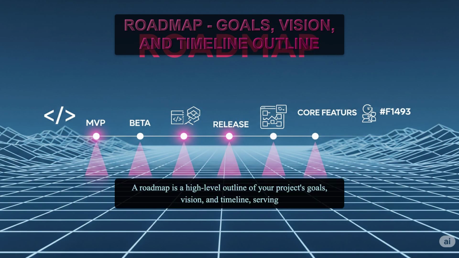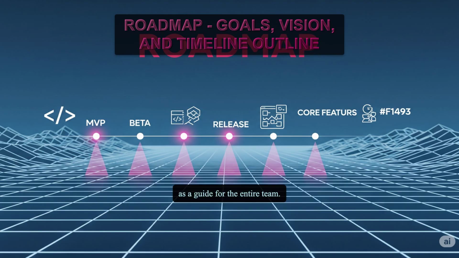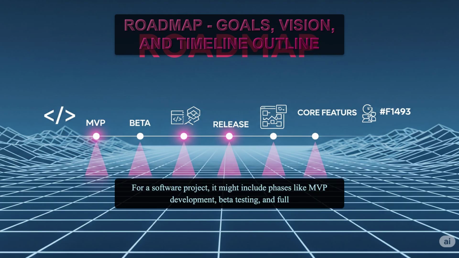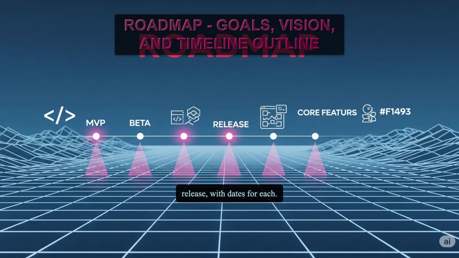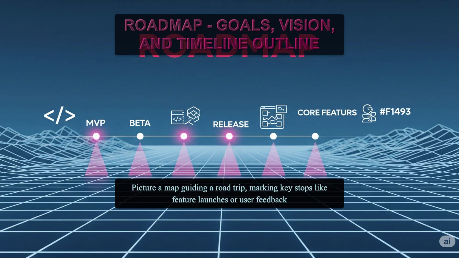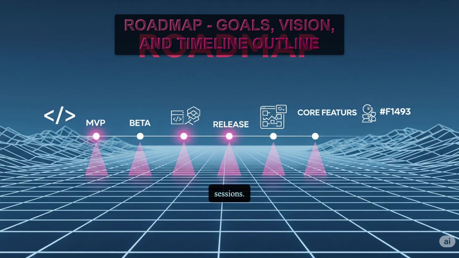A roadmap is a high-level outline of your project's goals, vision, and timeline, serving as a guide for the entire team. For a software project, it might include phases like MVP development, beta testing, and full release, with dates for each. Picture a map guiding a road trip, marking key stops like feature launches or user feedback sessions.